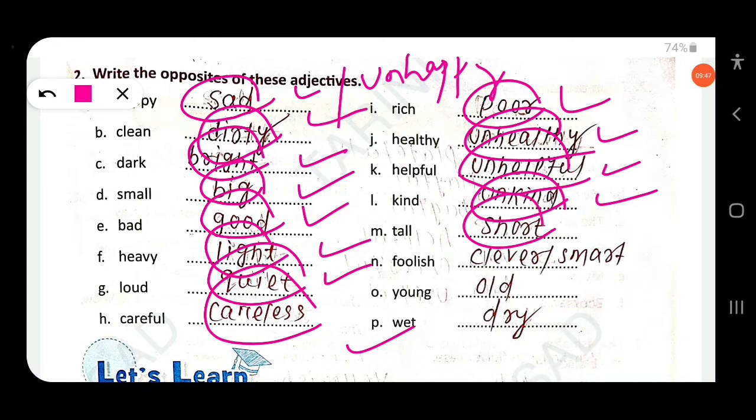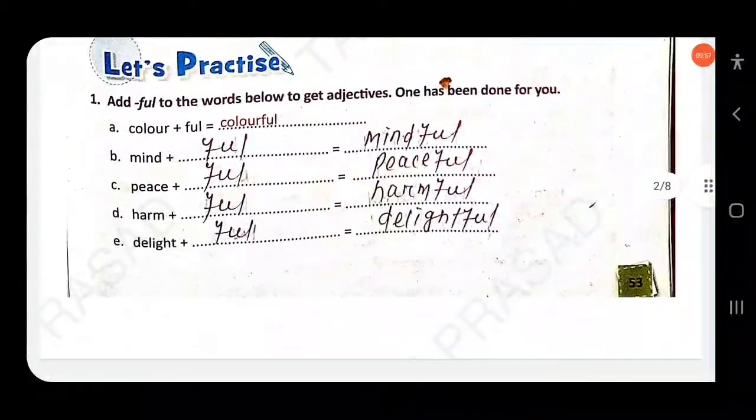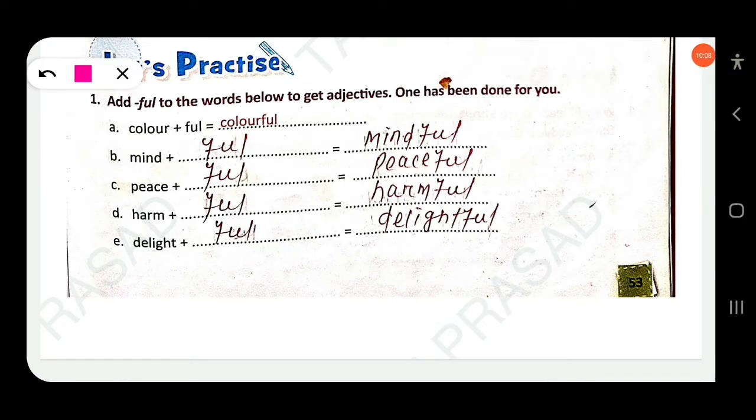Then next, tall, short. Foolish, you can also write clever or smart. The next, young, old, and wet, dry. Clear? Then next, here add ful. You have to add ful to the words below to get adjectives. One has been done for you.